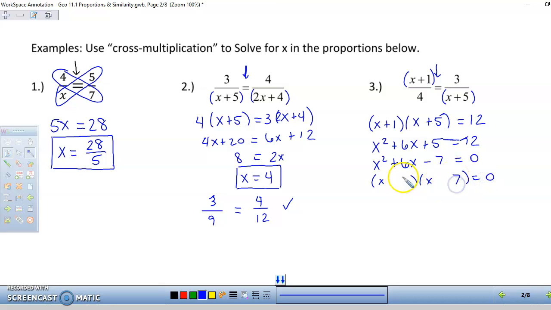Okay, so 7 and a 1 with a plus and a minus. Set each of those equal to 0 and you get 1 or -7.